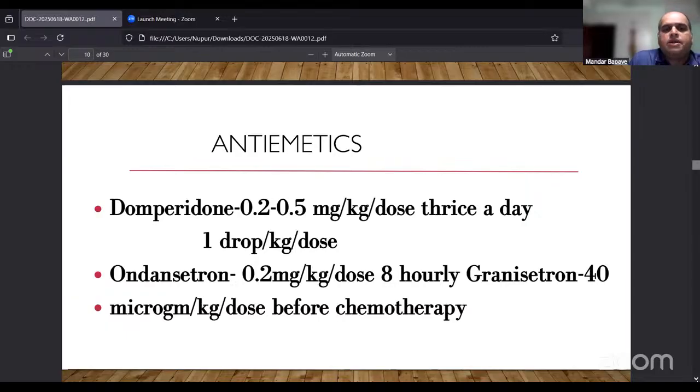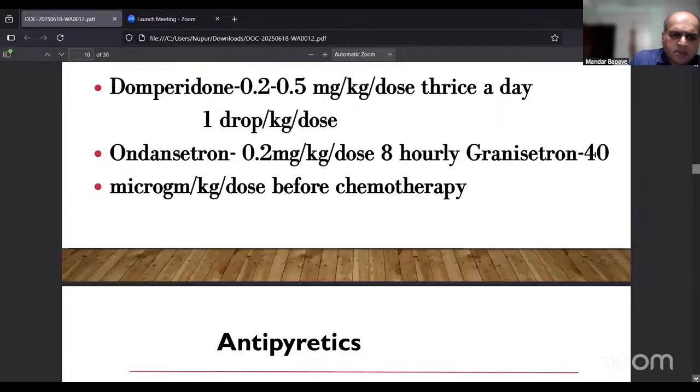Ondansetron, the commonly written antiemetic, is given in the dose of 0.2 milligram per kilogram per dose, which could be given 8 hourly. And granisetron, which usually we give just before the chemotherapy. As for availability, ondansetron is available in syrup form, in tablet form, in mouth dissolving form, and in the strip form which is kept on the tongue and dissolves in say 5 seconds.